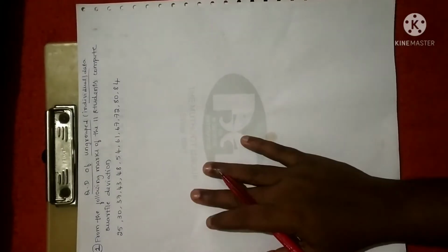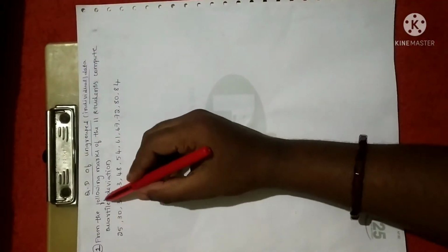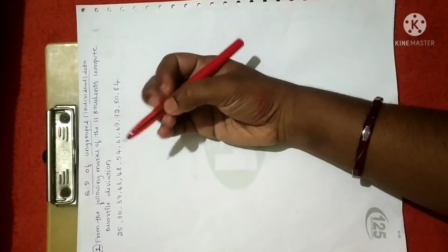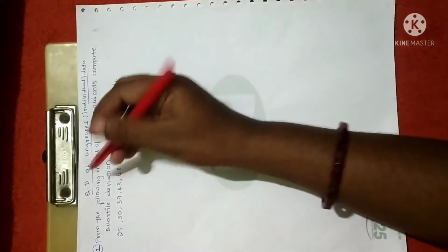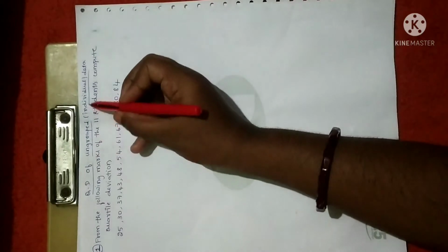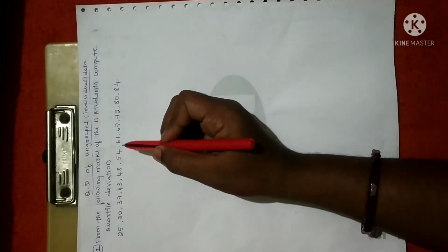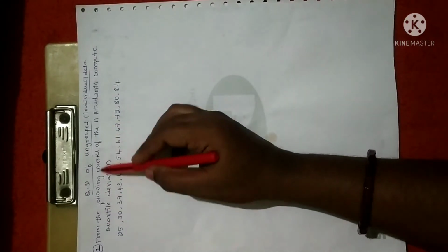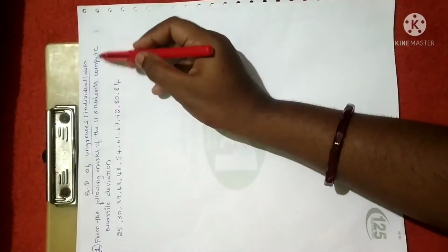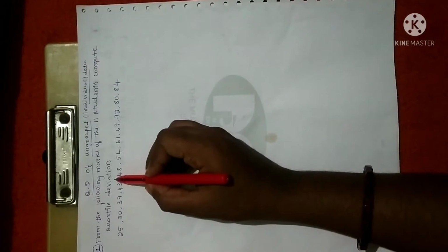Here is the first problem, and as usual I'll send you the definition. You just write down the definitions first, and afterwards put a heading: quartile deviation of ungrouped data. Ungrouped data is also called an individual series, in the sense only x values are given. From the following marks of 11 students, we have to compute the quartile deviation.